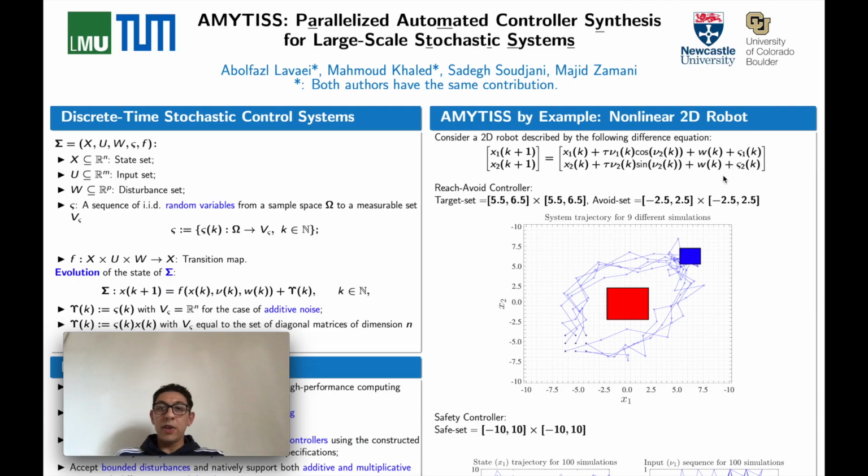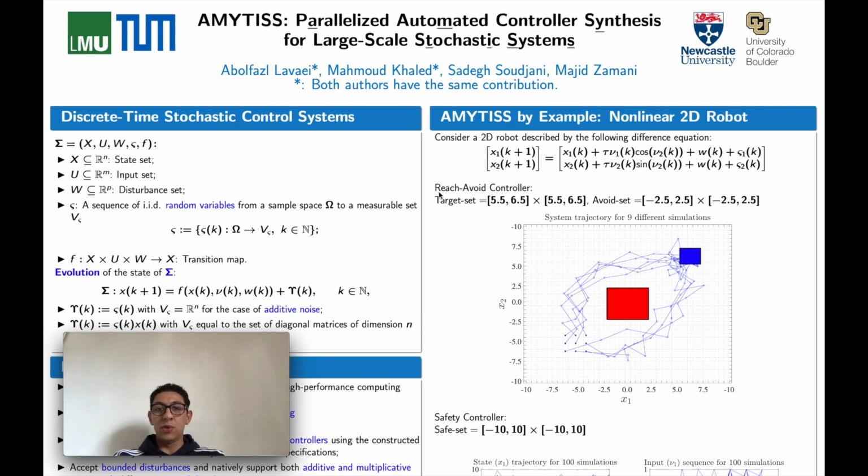Here we are considering a 2D robot described by the following difference equation. The next state is a function of the current state, current input, some disturbance, and the noise. The current state and input live in closed sets, as well as the disturbance set. The noise is attached to a normal distribution.